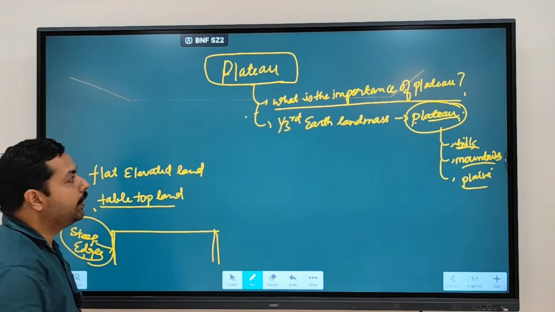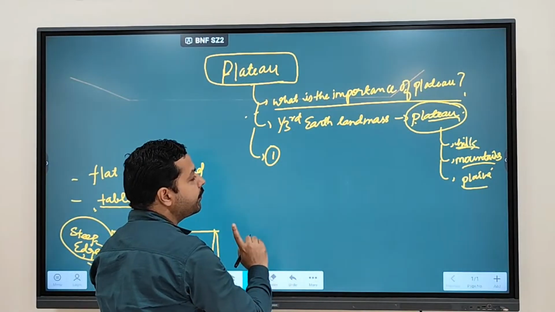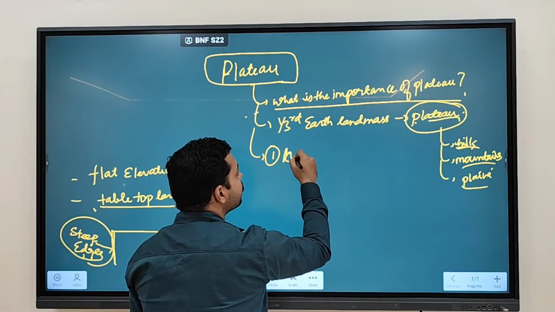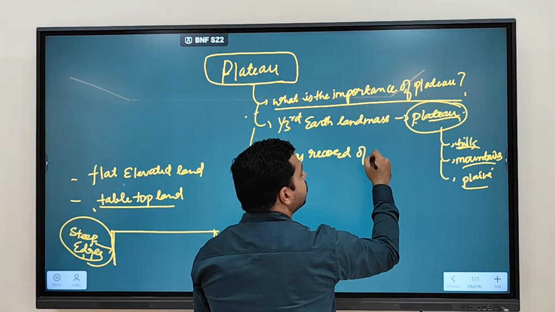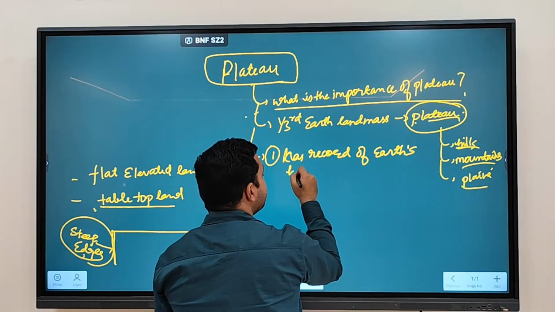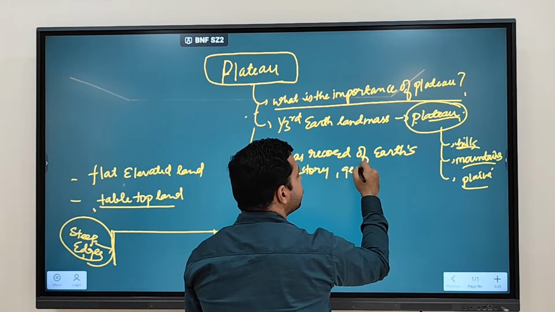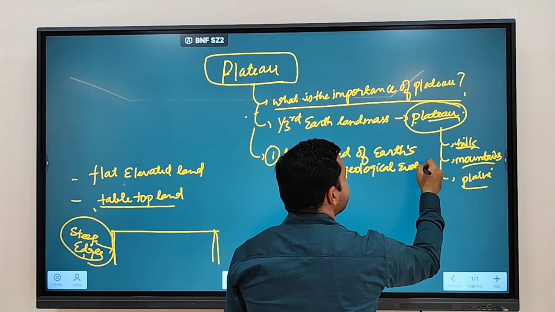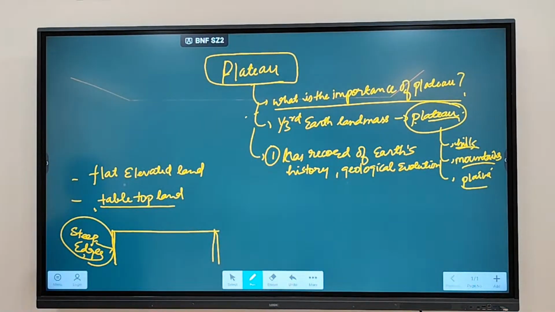Fine. Now, the plateaus, the first major importance is that it has records of Earth's history or geological evolution. How the Earth landmass has evolved, that information is there with plateaus. Because plateaus can be formed due to various reasons. Like we discussed in the last class, it can be formed due to volcanic eruption and also due to tectonic activities. So it has a record of Earth's history, how things have formed and evolved. It tells you about geological evolution. That is one of the important aspects with regard to plateaus.